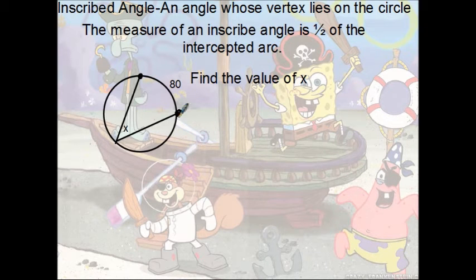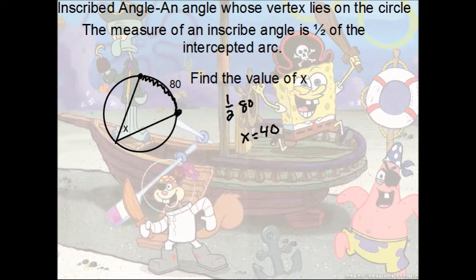So our arc here is 80 degrees. We want to find the value of x. If our arc is 80 degrees and we have an inscribed angle whose vertex is on the circle, all it's going to be is 1/2 of its arc, so the value of x is going to be 40.